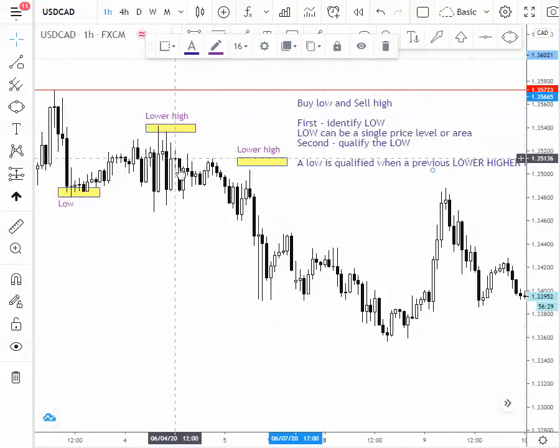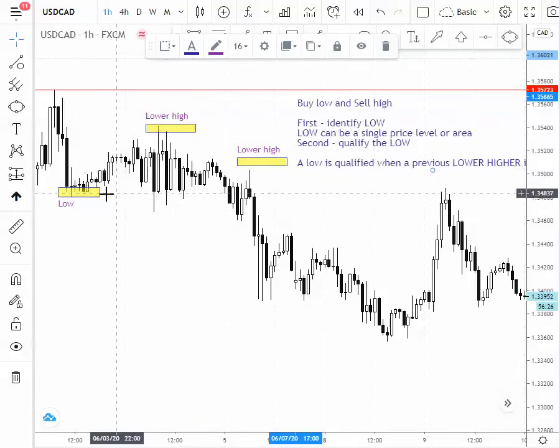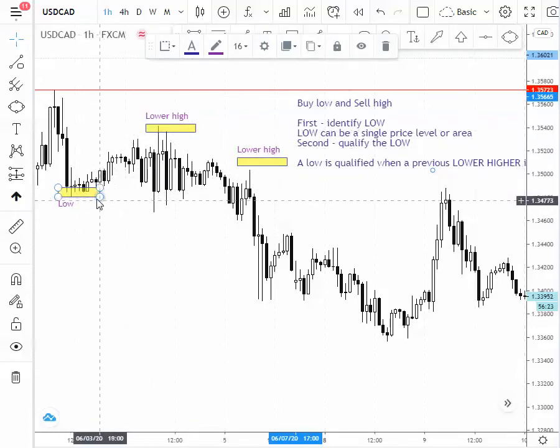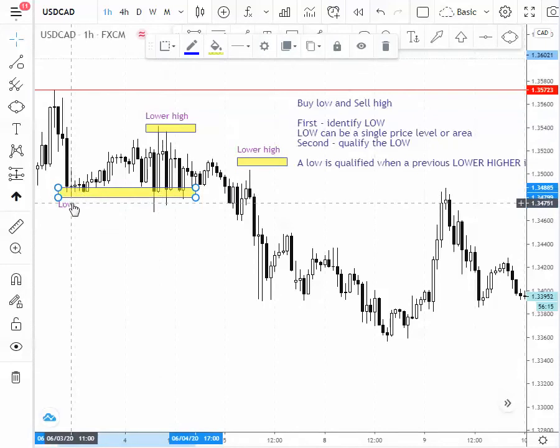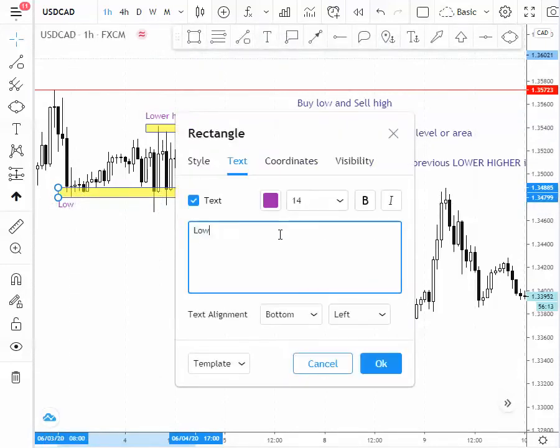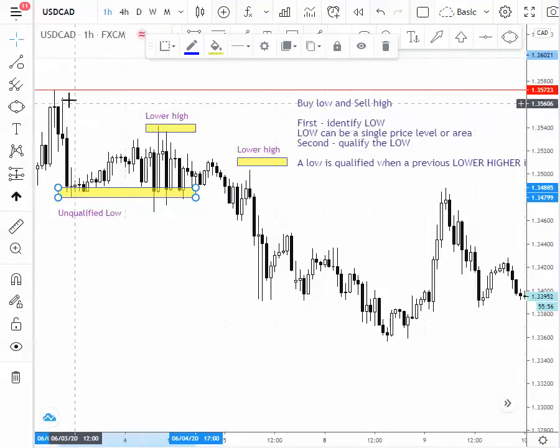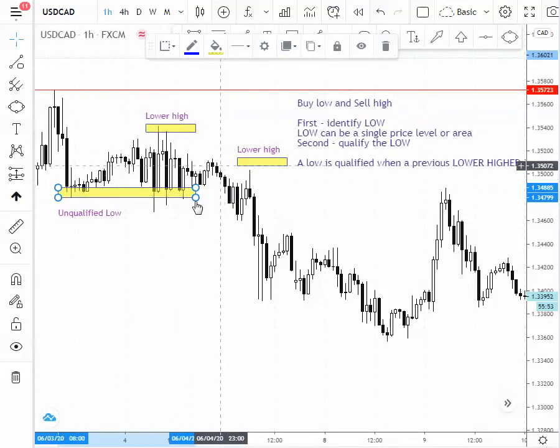and as it starts to come back down, the thought process might be, well, let me get in here and buy the market, because this is a low and price moved up. This low was first identified as a low, and now we can qualify it as an unqualified low, because a previous high was not taken out. A lower high was put in place instead. So then it happens again.